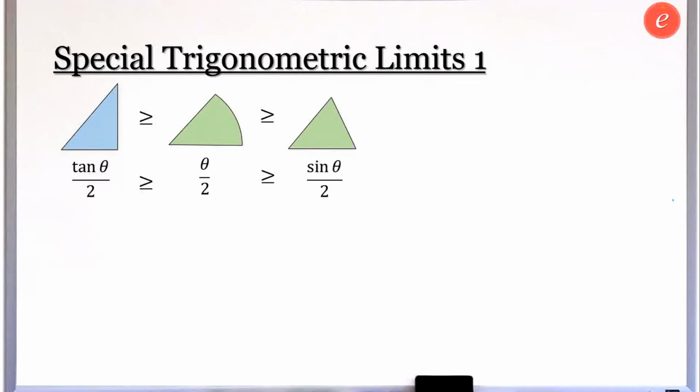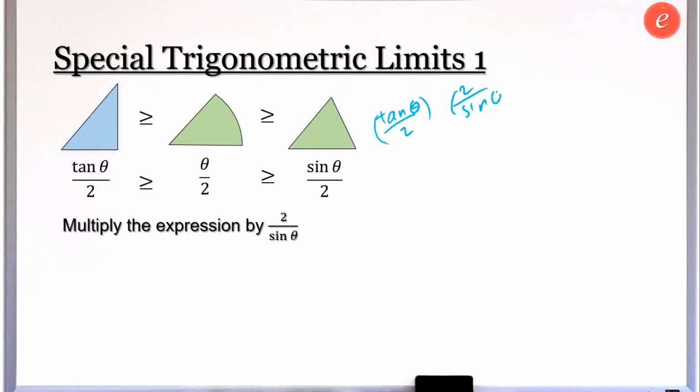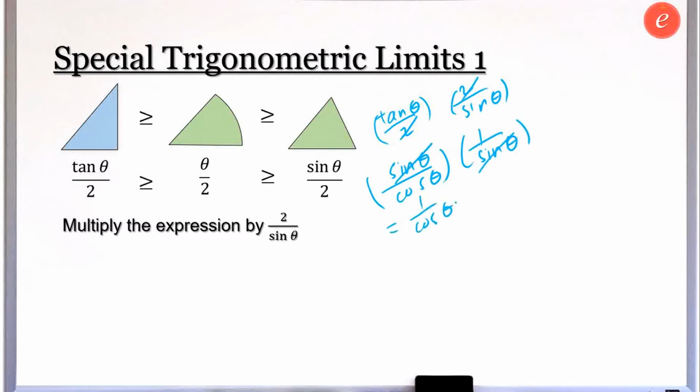Now we have this very beautiful expression. We multiply the expression by 2 over sin theta. For tan theta over 2 times 2 over sin theta, the 2 and 2 cancel each other. We know that tan theta equals sin theta over cos theta, times 1 over sin theta. Sin theta and sin theta cancel each other, so we have 1 over cos theta. Then for the second one, theta over 2 multiplied by 2 over sin theta, the 2 and 2 cancel each other, and we have theta over sin theta.